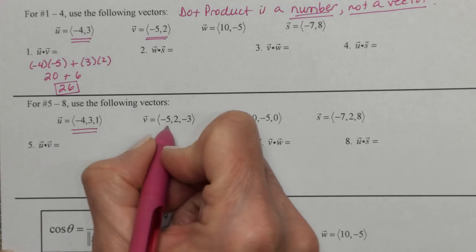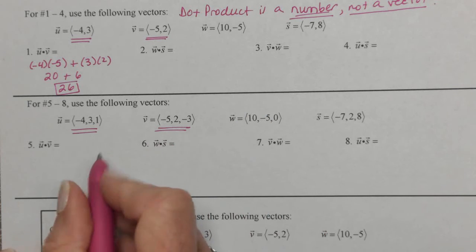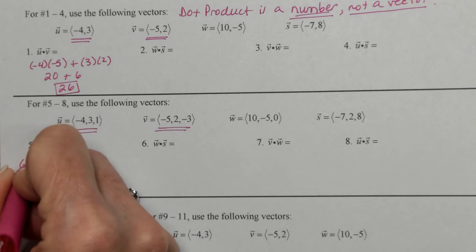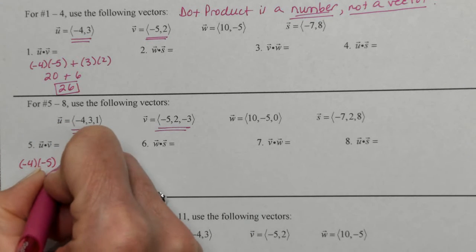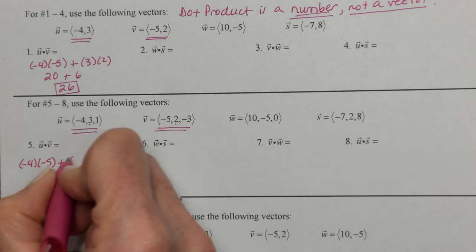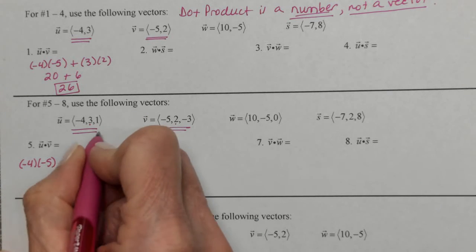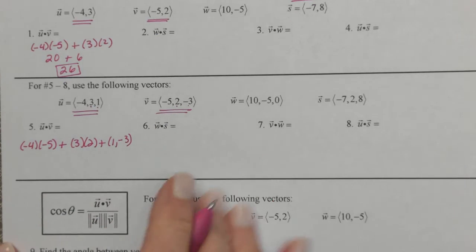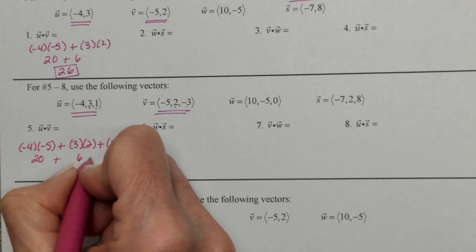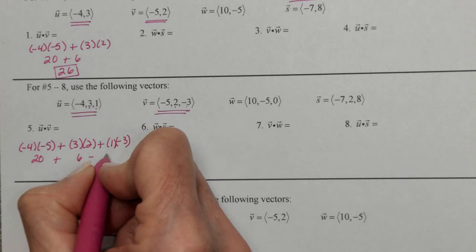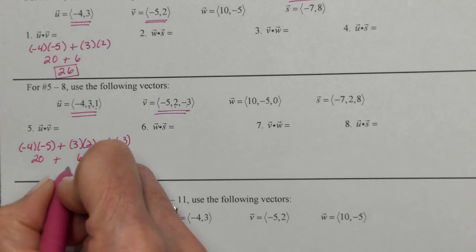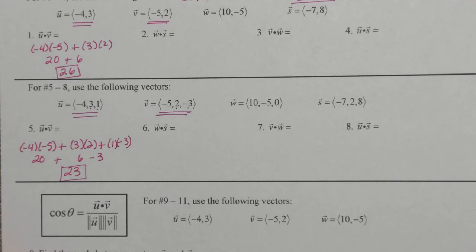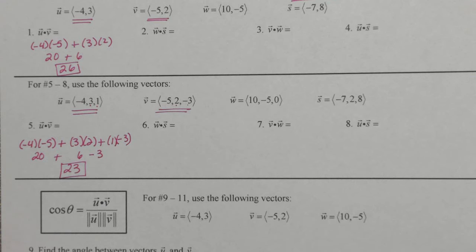So if I want u dot v, I'm taking u and v and I'm looking at their corresponding terms. So I have negative 4 times negative 5 plus 3 times 2 plus 1 times negative 3. I'm going to add those together, so we have 20 plus 6, minus 3, and that is 23. So that's how we do a dot product. Easy peasy, not a problem, right?